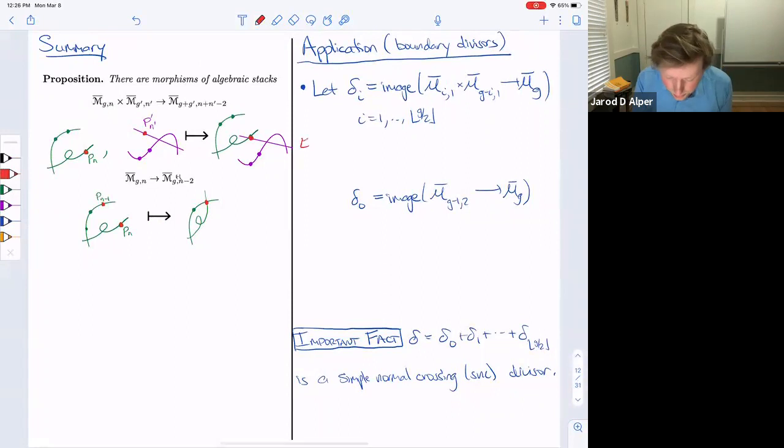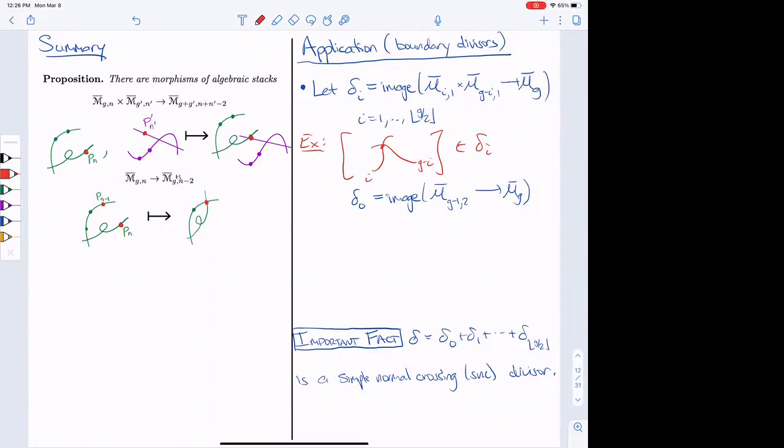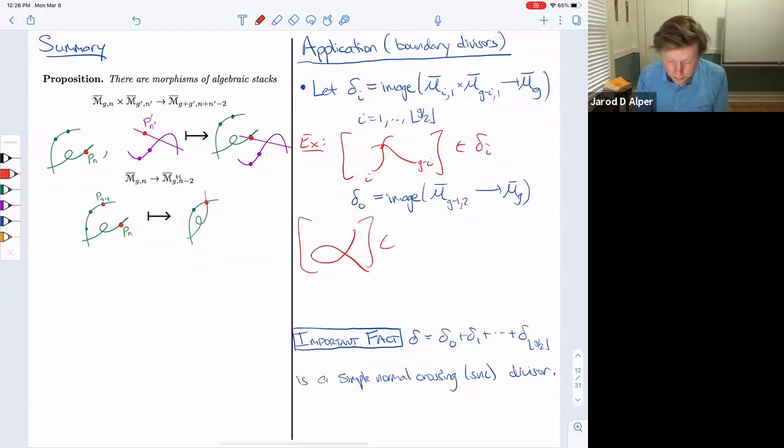So let me maybe say, as an example here, delta I. I've defined delta I as the image of this gluing map. So it contains curves that look like this: a genus I component meeting a G minus I component at a point, at a node. And so this is an example of something in delta I. Right, but using the other gluing map here, I define delta 0, and it contains curves that look like this. This is in delta 0.